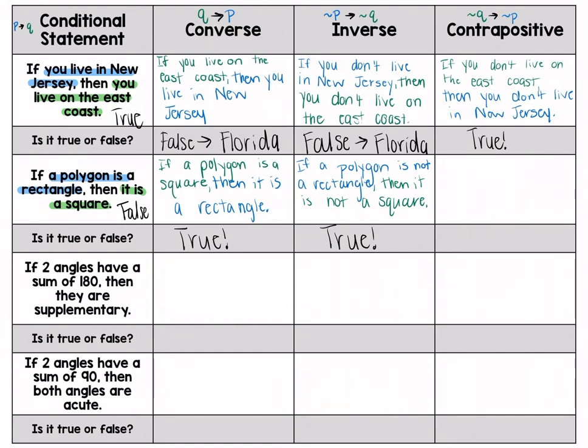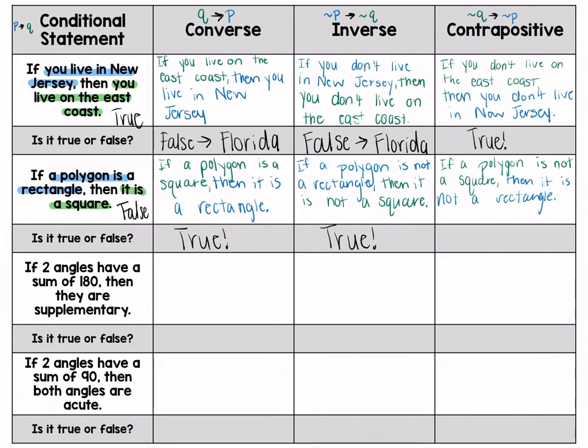And then the next one, not Q, then not P. So if a polygon is not a square, then it is not a rectangle.